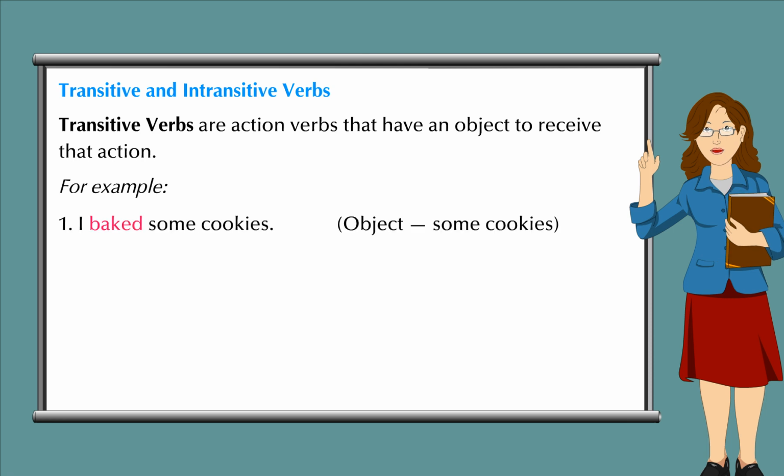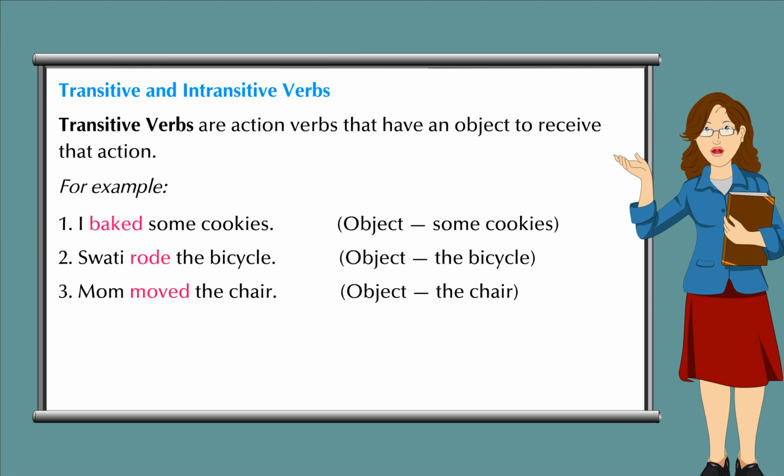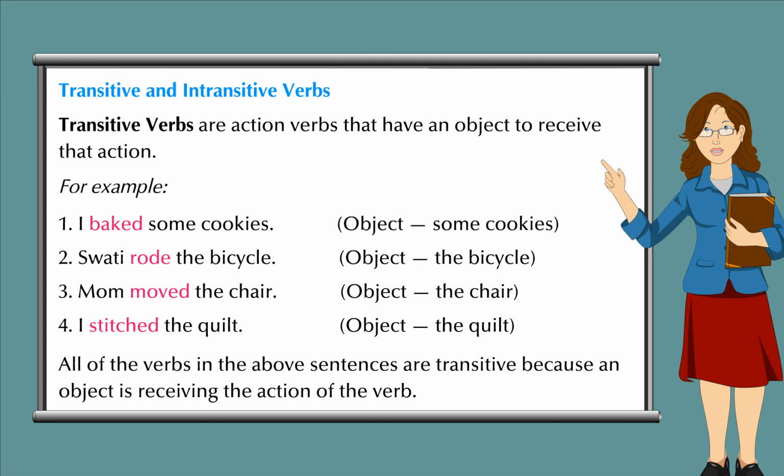For example, 1. I baked some cookies. Object: some cookies. 2. Swati rode the bicycle. Object: the bicycle. 3. Mom moved the chair. Object: the chair. 4. I stitched the quilt. Object: the quilt. All of the verbs in the above sentences are transitive because an object is receiving the action of the verb.